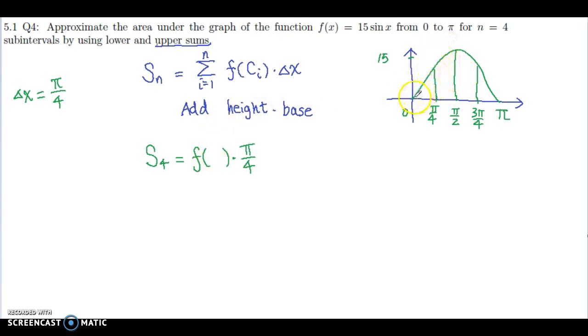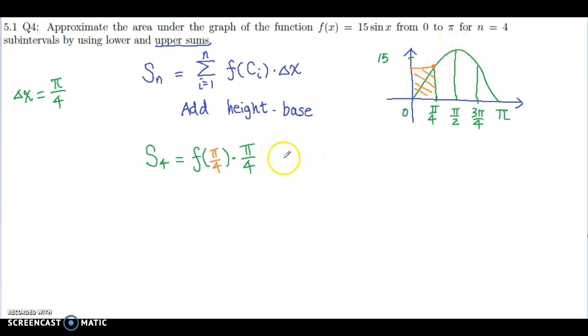It's a functional value evaluated at the point that has the highest functional value. So from 0 to pi over 4, look at the graph. The highest point is right here. So the first point we pick is pi over 4. This is our first rectangle. You see, we overestimate this area.